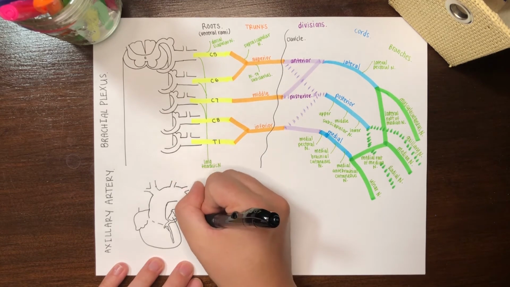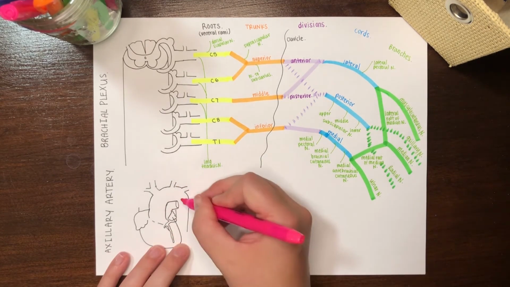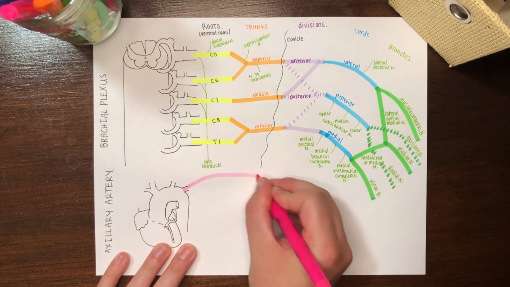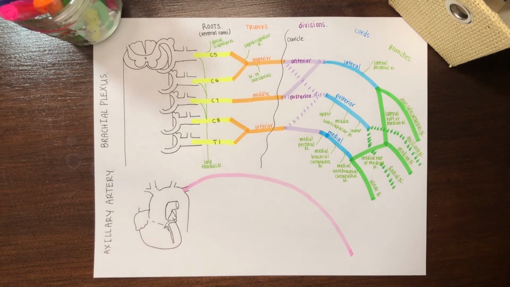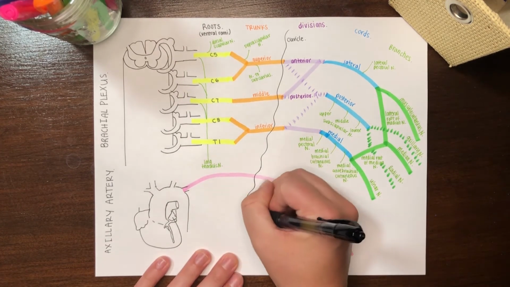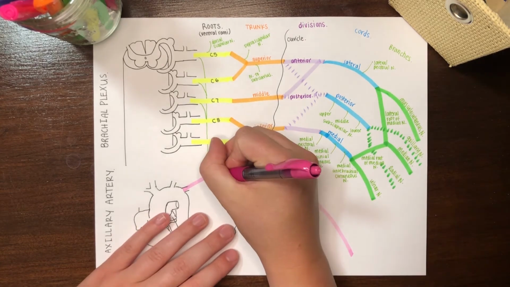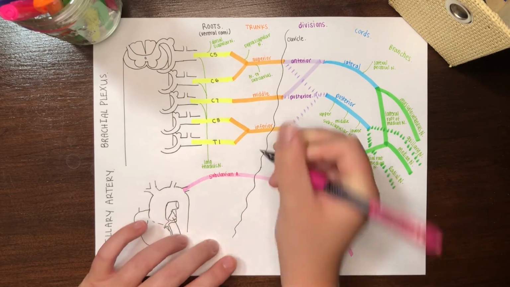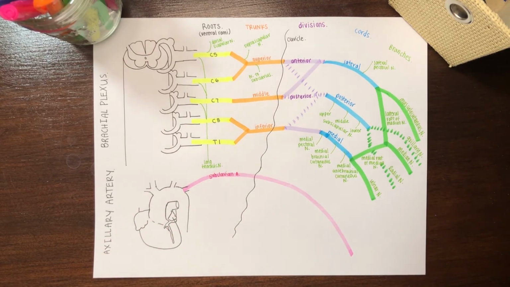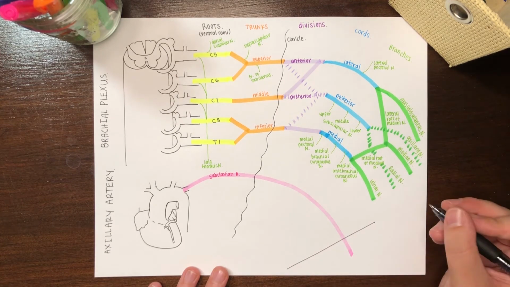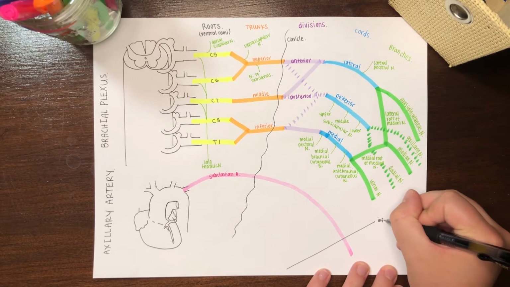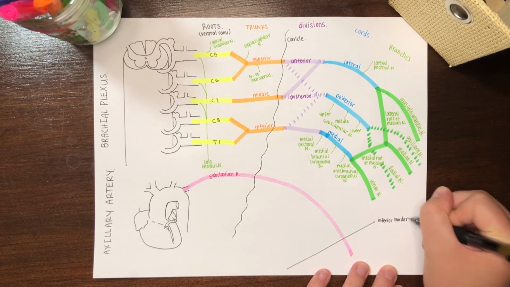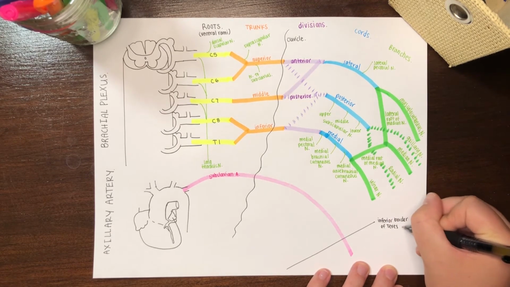As the subclavian artery leaves the thoracic cavity, it passes between the clavicle and first rib, also called the thoracic inlet. I'm going to extend the line of our clavicle. It is here that we start referring to the vessel as the axillary artery. The axillary artery becomes the brachial artery at the inferior border of the teres major muscle.